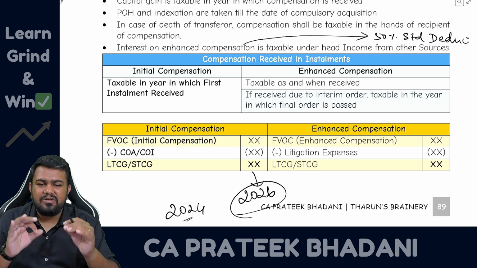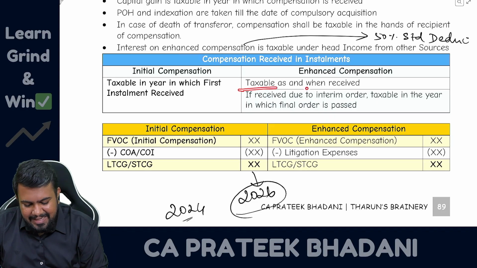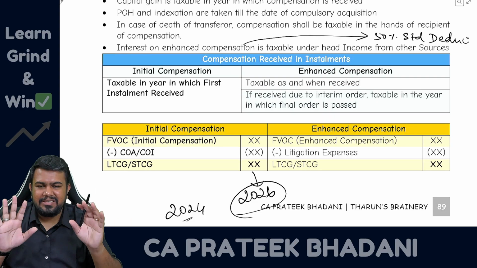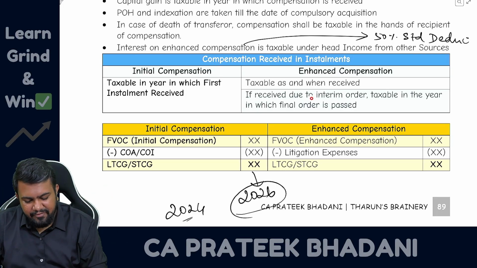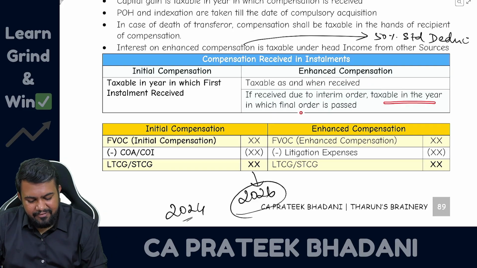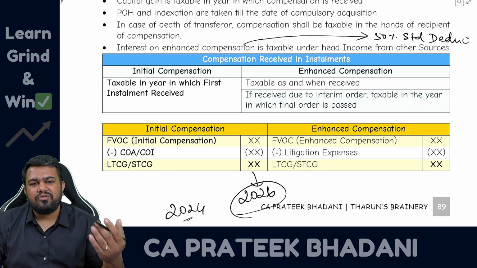Now, if enhanced compensation is received, then how to tax the enhanced compensation? It is taxed as and when it is received. So whenever enhanced compensation is received, in that year, that much amount is only taxable. If at all it is received due to interim order, then you have to wait till the final order is passed. In the year the final order is passed, then only it will be taxable.